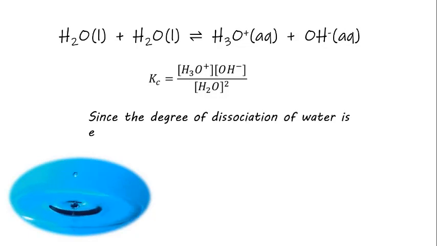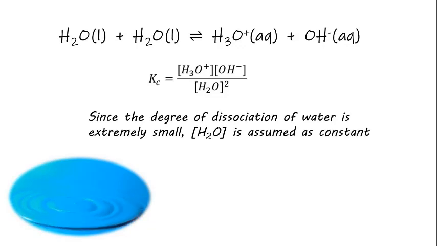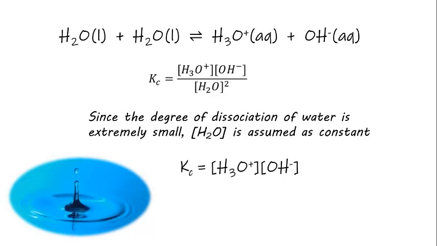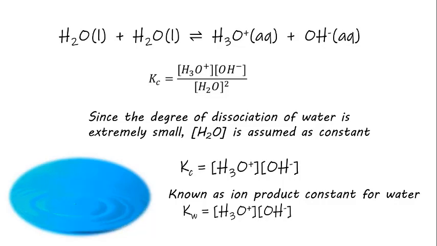Since the degree of dissociation of water is extremely small, concentration of water is assumed as a constant. We write the equation Kc equals concentration of hydronium ion times concentration of hydroxide ion. Because this expression refers specifically to autoionization of water, Kc has changed to Kw and is known as ion product constant for water. Kw equals concentration of hydronium ion times concentration of hydroxide ion.